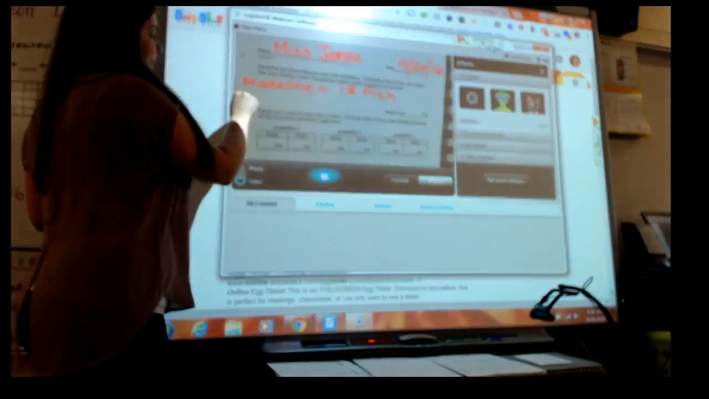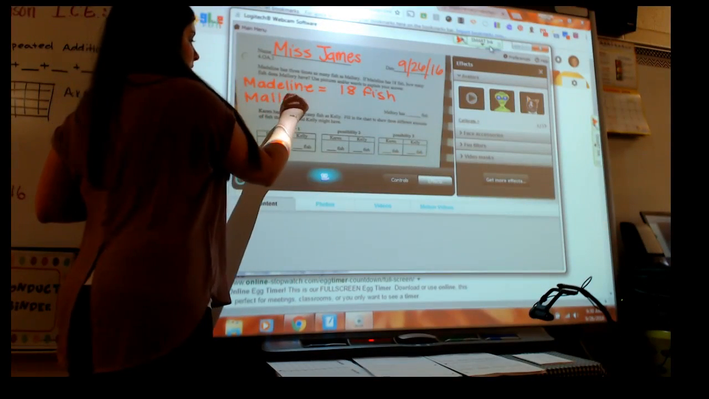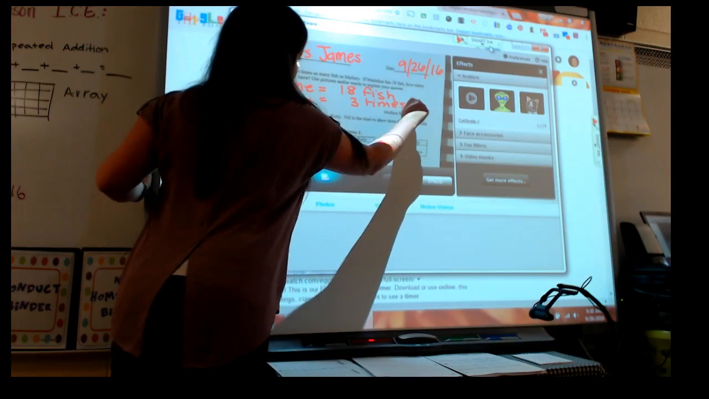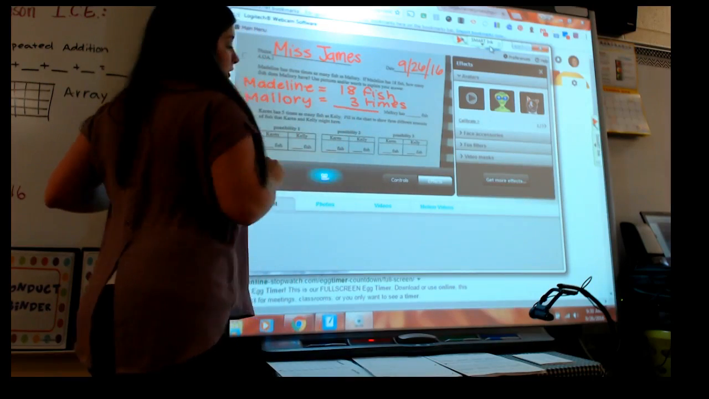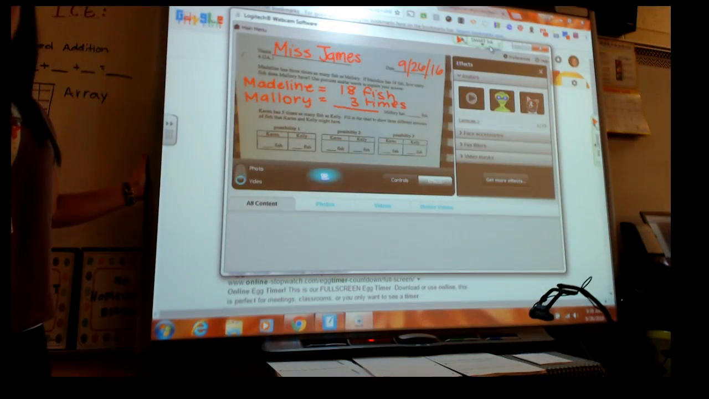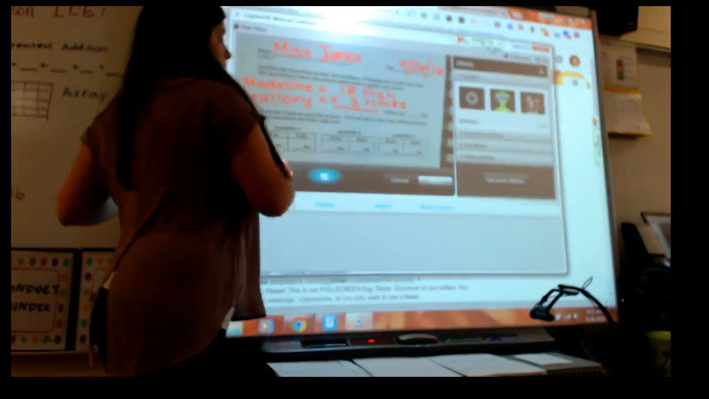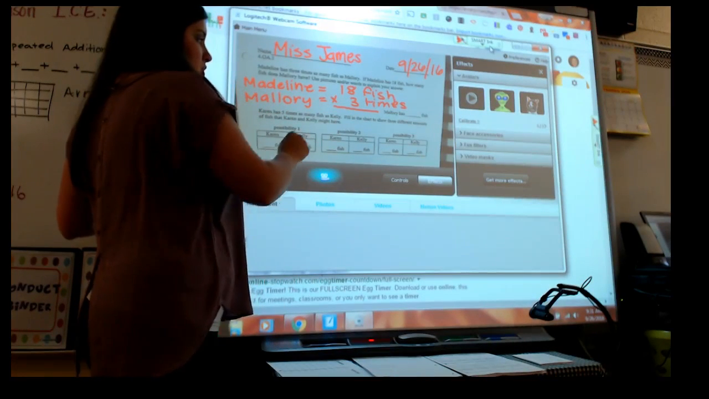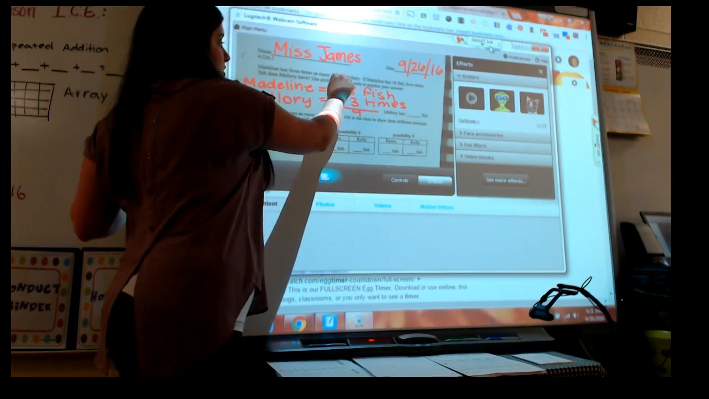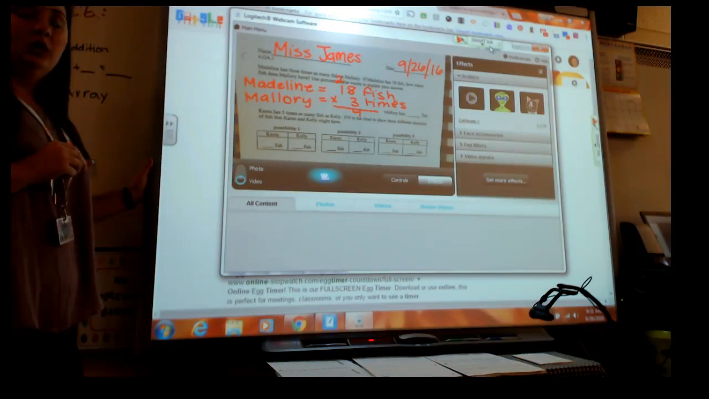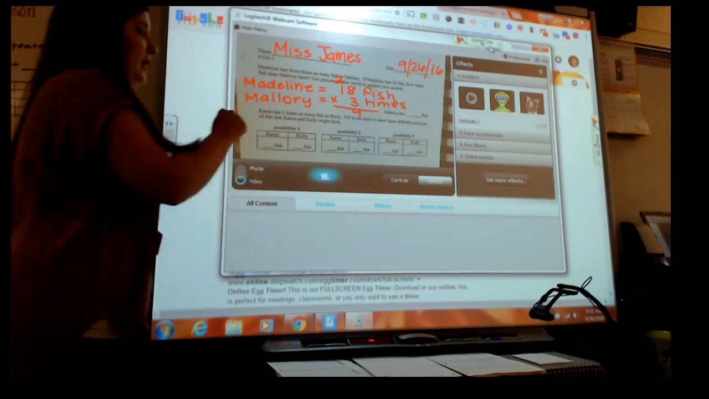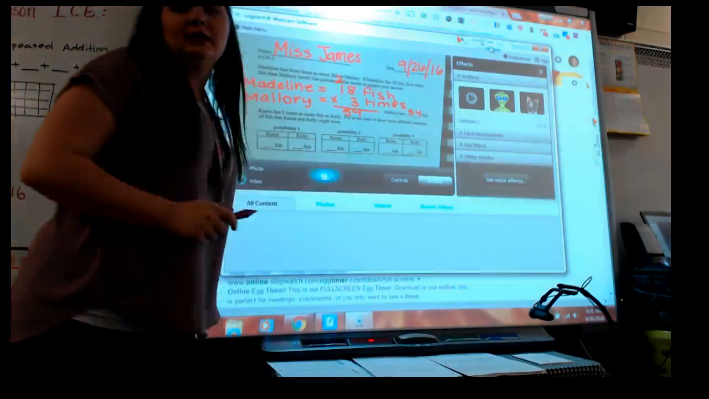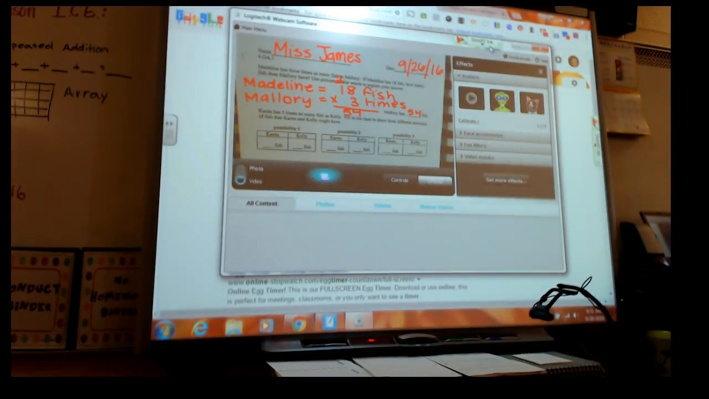And it tells me that Mallory has 3 times as many. So what am I going to do? I'm just going to multiply. What is 18 times 3? Well, I don't know. What's 3 times 8? 24. Put my 4, carry my 2. What's 3 times 1? Plus 2. 5. So Mallory has 54 fish. All right, glue in.